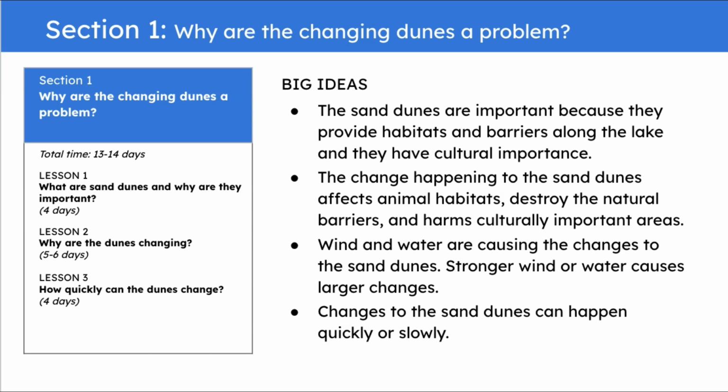Wind and water are causing the changes to the sand dunes. Stronger wind or water causes larger changes. Changes to the sand dunes can happen quickly or slowly. Introducing the anchoring phenomenon and section 1 combined should take about 13 to 14 days to complete.